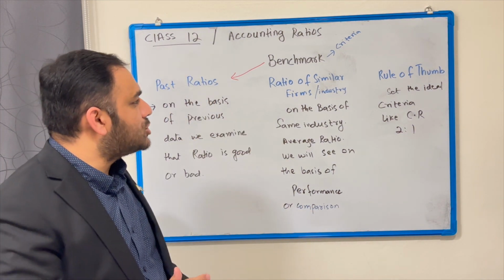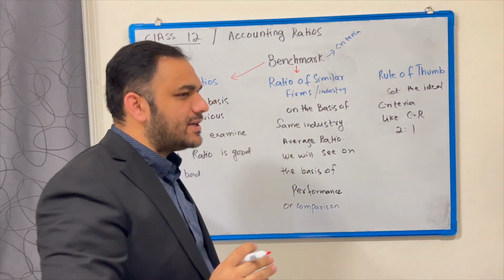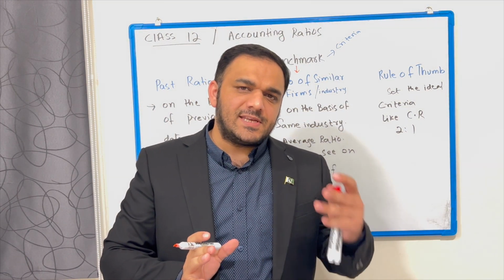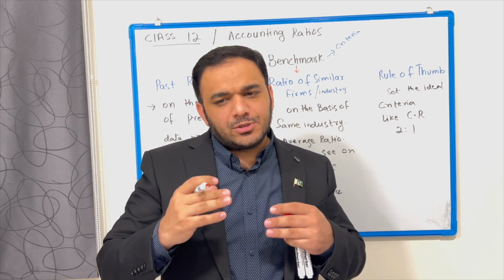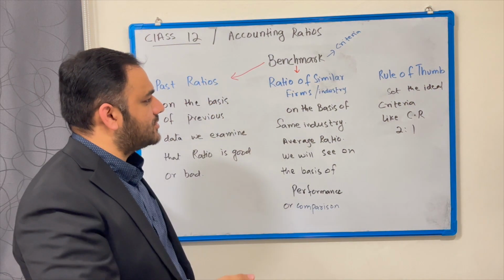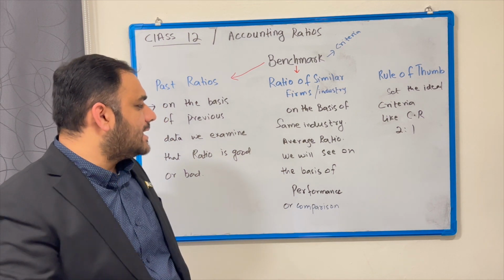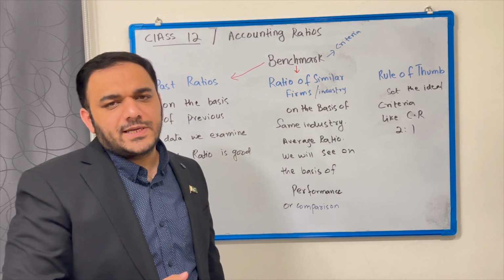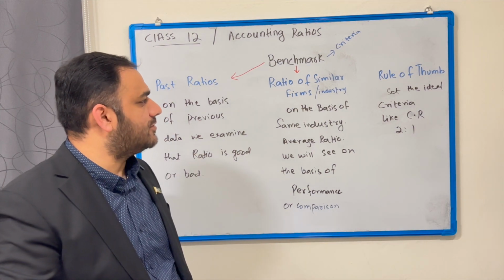Then we will see the ratio of a similar firm in the same industry. We will compare our firm within the same industry, like Coca-Cola. For example, we have Pepsi. So we will compare our organization with Coca-Cola because that is in the same industry. So on the basis of same industry or average ratio, we will make the comparison on the basis of performance. That is called ratio of similar firms.